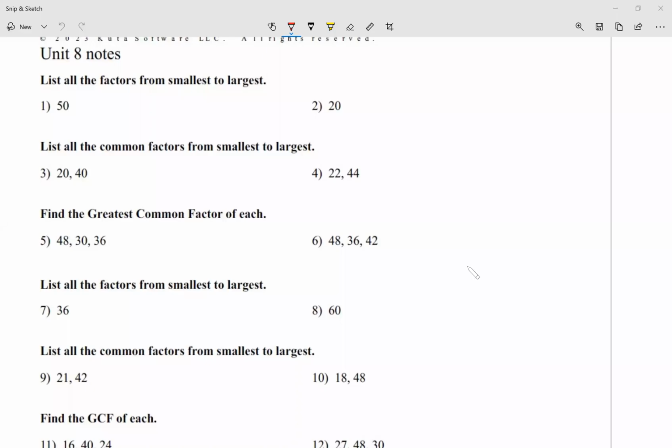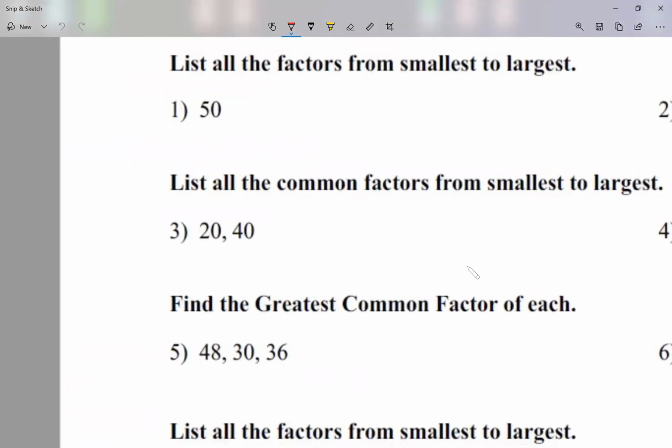All right, so we're going to start this unit by looking at what factors are. Factors are terms, usually numbers, but we can include letters, that multiplied give me a result. So when I ask you here for questions 1 and 2 to list all the factors from smallest to largest, I'm looking at, for example, the factors of 50. I want to know what are all the numbers that multiplied, like which multiplications, are going to give me the result of 50.